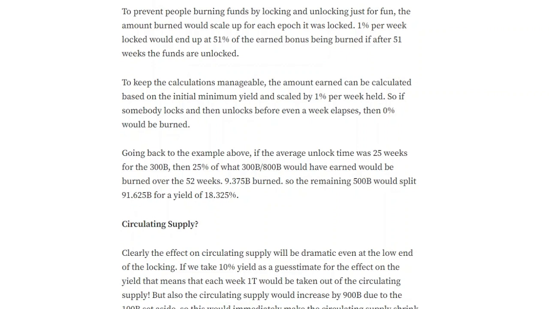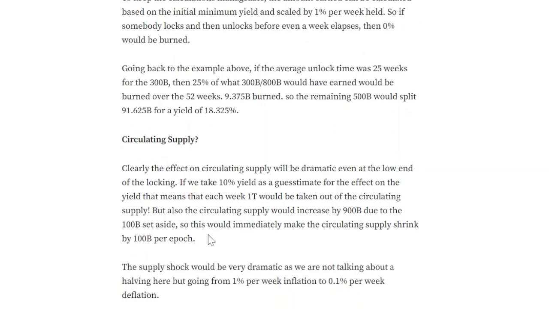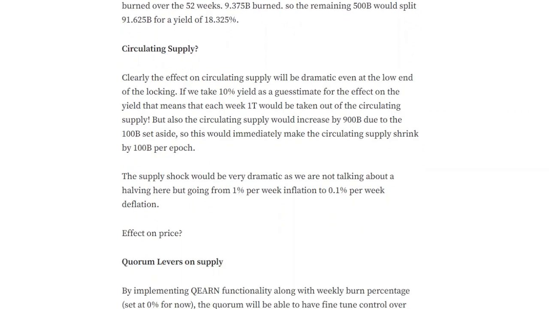So 9.35 or 37 billion Qubic would be burned. So the remaining 500 billion would split the 91.6 billion yield at 18.325%. Circulating supply. Clearly the effect of circulating supply will be dramatic even at the low end of the locking.